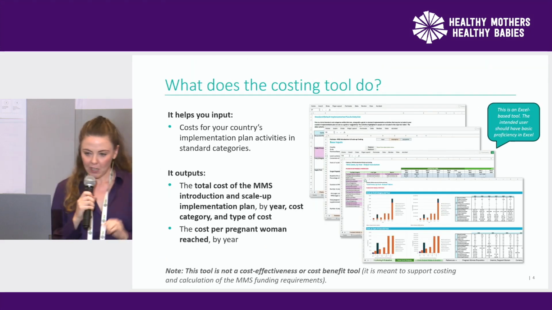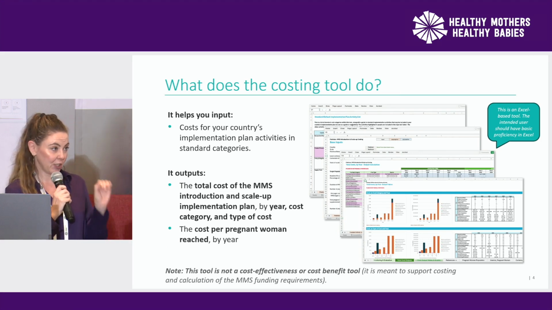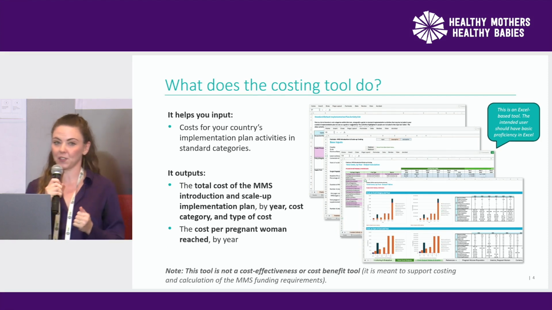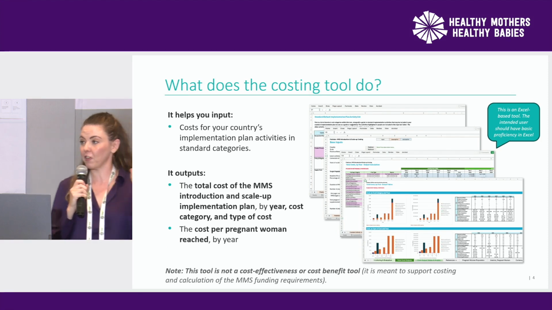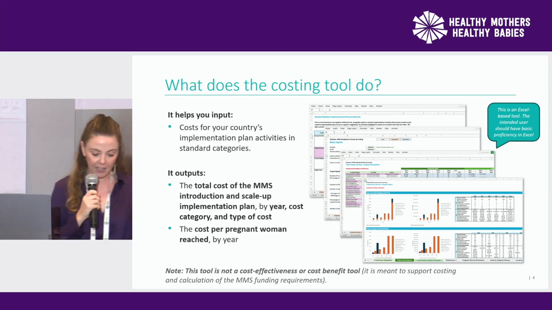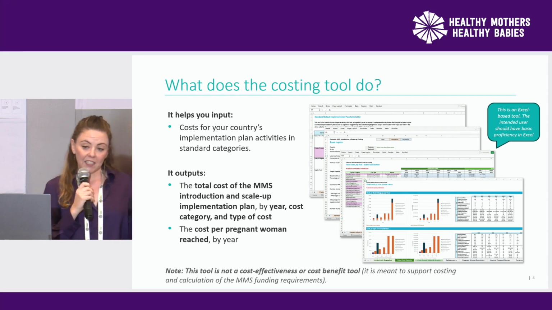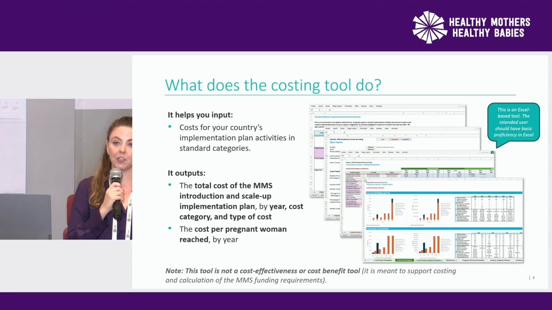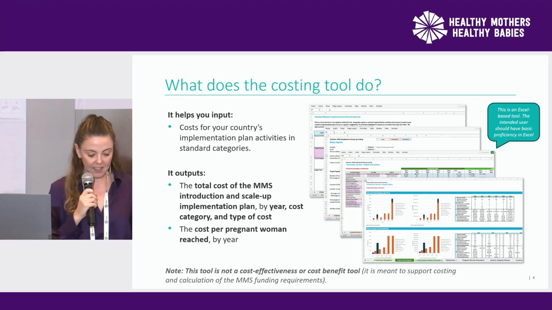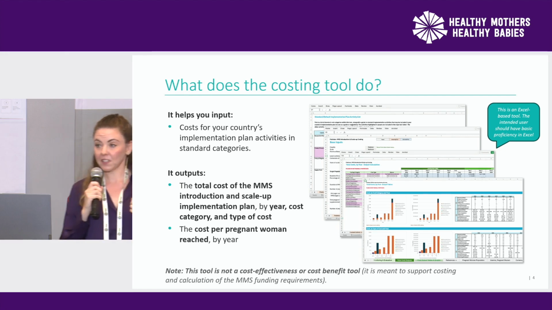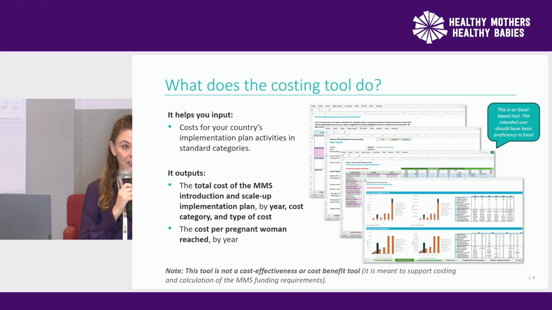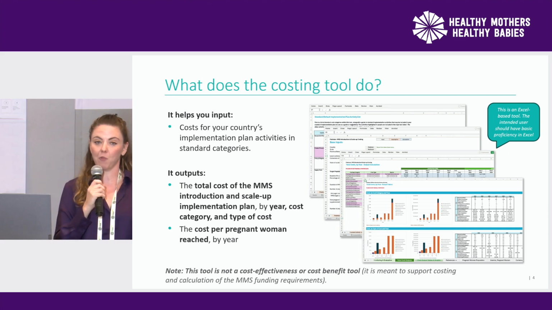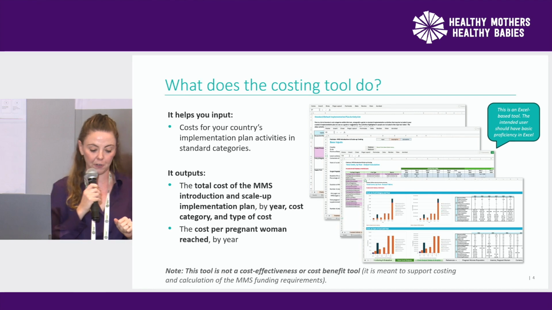All right, so what does this costing tool do? And what is the appropriate use case for this tool? Because we've also heard about other tools during this meeting. So the ideal use case for this tool is once a country has decided that they want to adopt and scale MMS. There are other tools, like the great tools that Nutrition International has developed that will help with the initial decision-making before we get to the point of making that affirmative decision to introduce and scale.